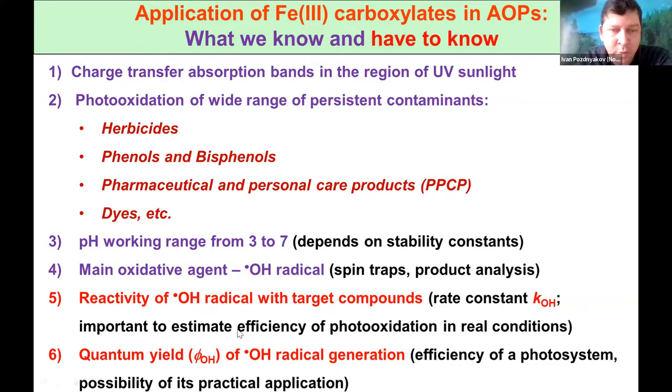And the main problems found here: we have to know the reactivity of OH radical with target compounds. It means the rate constant. It's important to estimate the efficiency of oxidation in real conditions. And also you need to know the quantum yield of OH radical generation. It shows the efficiency of your photosystem and the possibility of its practical application. For iron carboxylates, such information is very, very scarce.